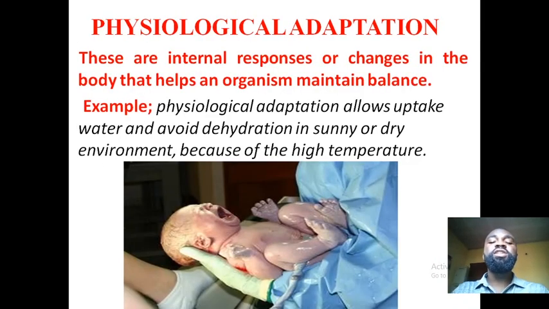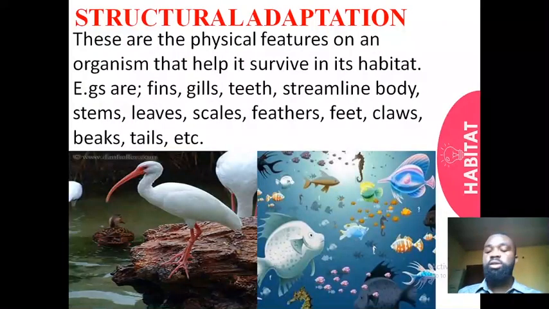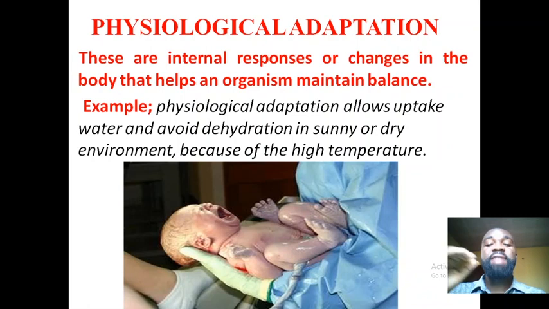Now, physiological adaptation. You must listen to this one very, very well. Physiological adaptation. Now, hear me. These are internal responses or changes in the body that help an organism maintain balance. Wow. Say wow. When we were talking about structural adaptation, we said there are features that can be seen with the naked eyes that help an organism to do what? To survive in its habitat.